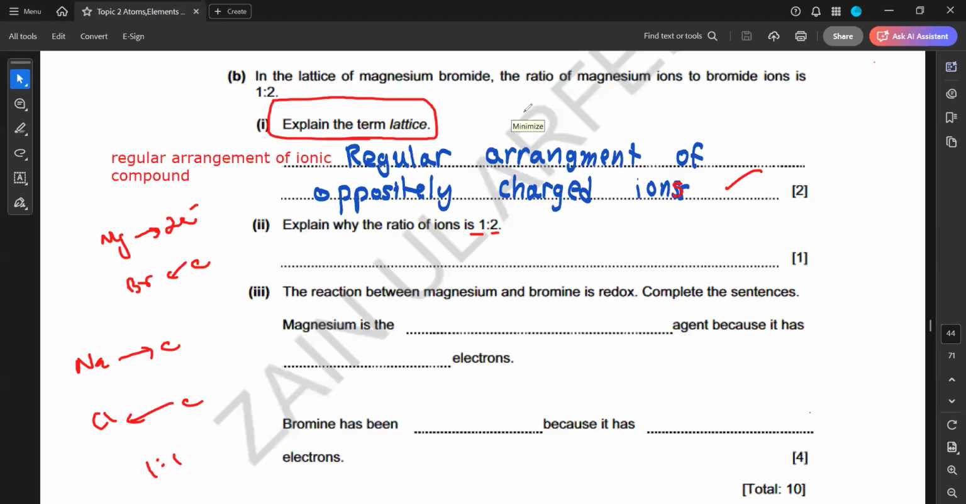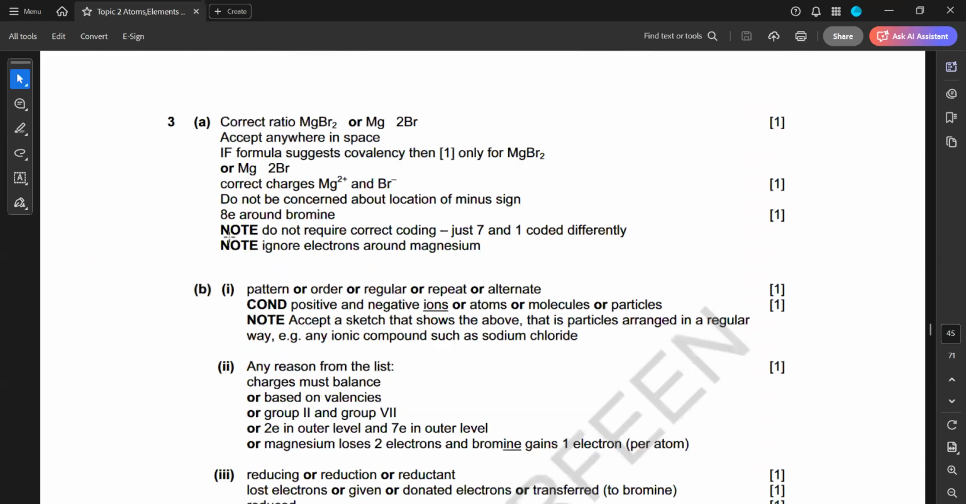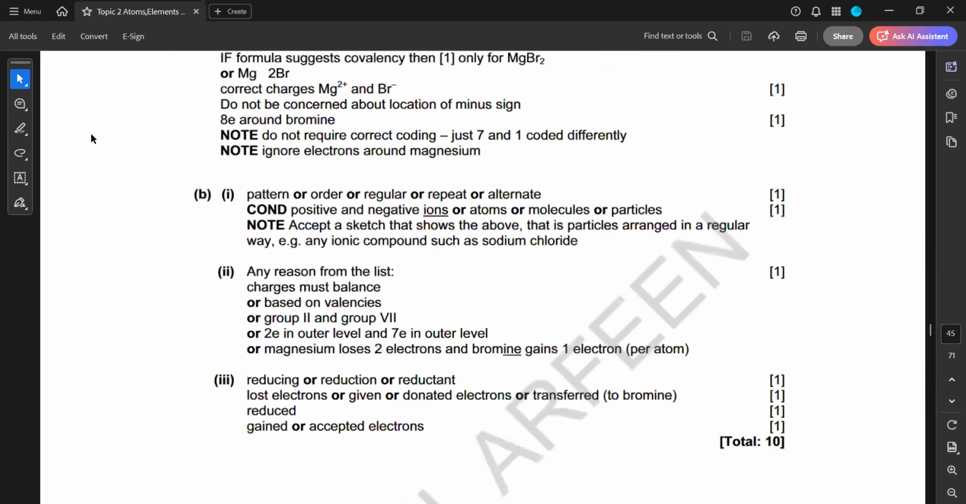Because it's about an ionic compound, you have to use the term loss or gain. I will show the structure of the answer as well, because after every question the answers are also there. You can say charges must be balanced based on the valency, group 2 and group 7, 2 outer shell electrons for magnesium and 7, or magnesium loses 2 and bromide gains 1. So multiple reasonings are there which you can write to score these marks.